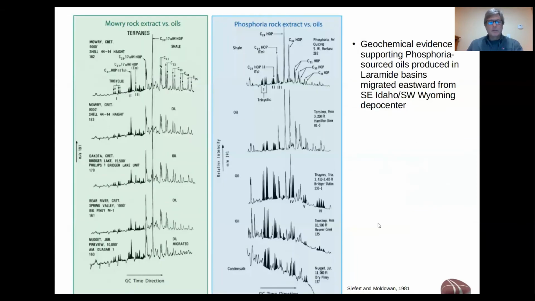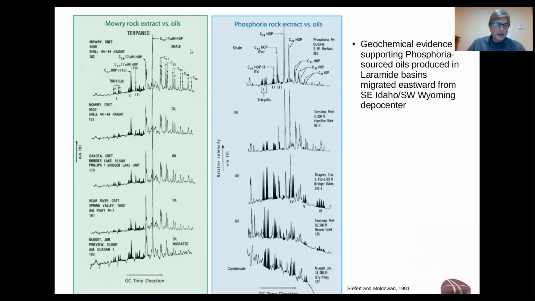All right, now some gas chromatography-mass spectrometry data, from Seifert and Moldowan in the early 80s, where they were looking at rock extracts from the Cretaceous Mowry, versus oils that are interpreted to have been derived from the Cretaceous Mowry. And they were comparing these with rock extracts and oils that were interpreted to have been sourced from the Phosphoria Formation. Those are shown here on the panel on the right.